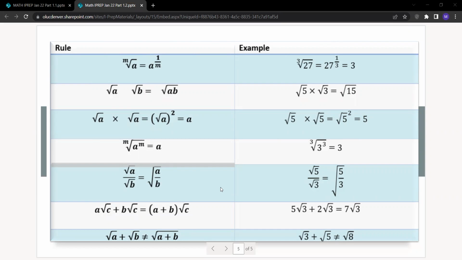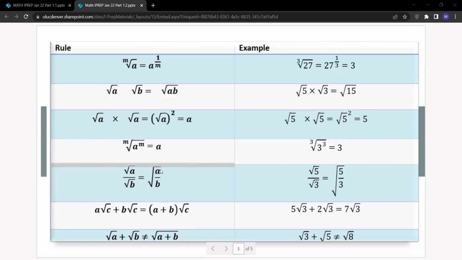Here are just some more rules that we can rewrite. If you have the square root of a over the square root of b, you can combine those under the same radical. So the square root of 5 over the square root of 3 is the same as the square root of 5 over 3. You just extend that radical to have it together, make it a little bit easier to work with. You can also do it the other way if that's helpful for the problem.